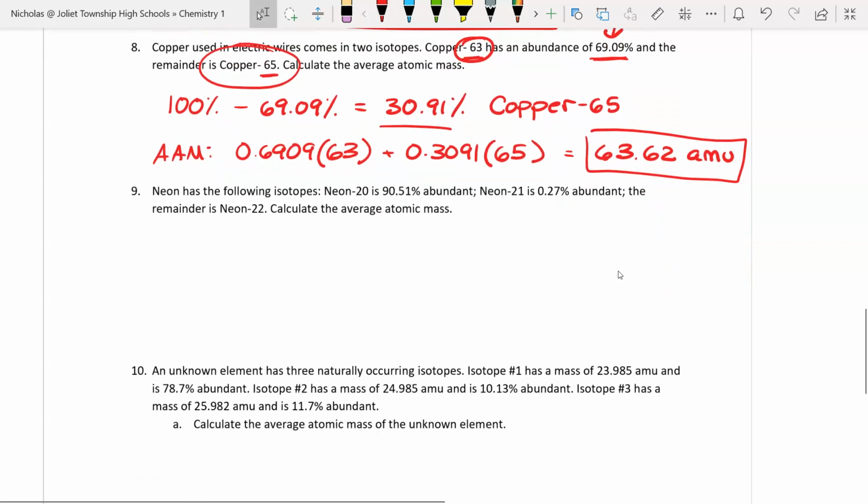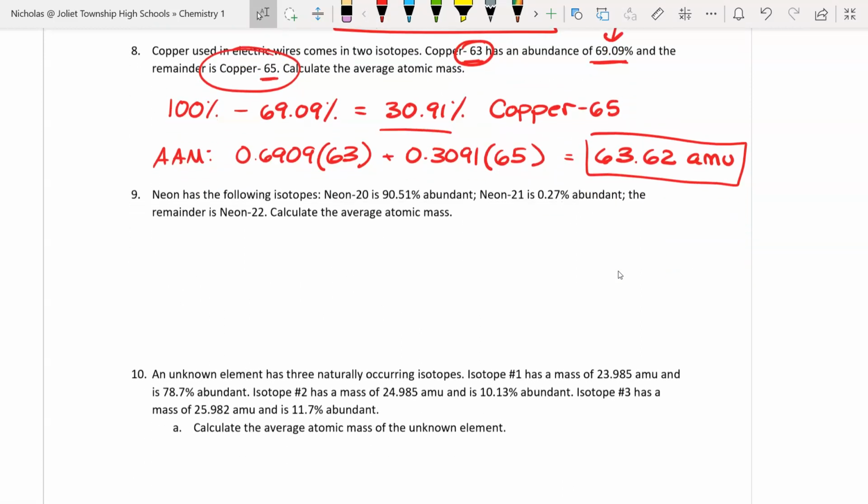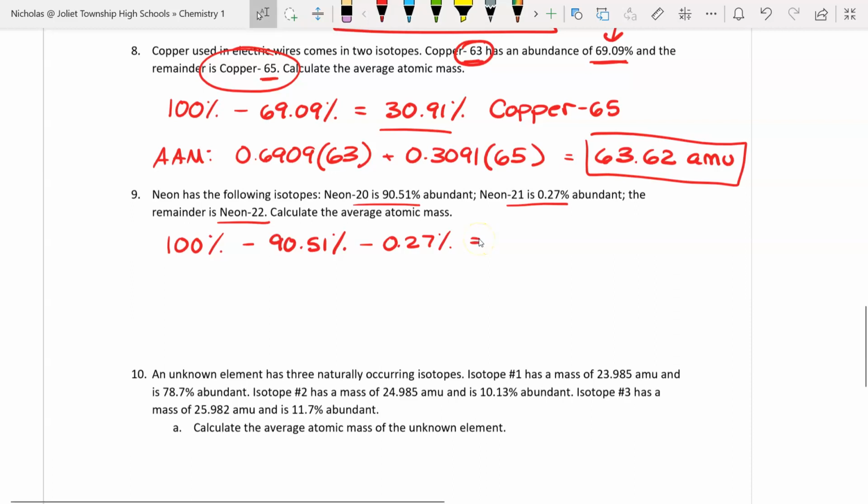All right. Number 9, kind of the same thing. We need to find a missing percentage. So we have our mass of 20 at 90.51. We have 21 at 0.27%, and then we need to find the missing percentage for neon 22. So same method as before. Remember, 100% represents all of the different isotopes. So I'm going to subtract out the 90.51% for neon 20, and I'm also going to subtract out the 0.27% of neon 21. This will give me a remainder of 9.22%, and this is going to be for neon 22.